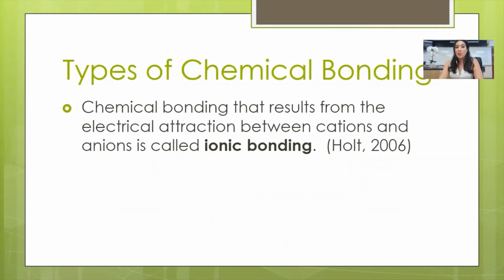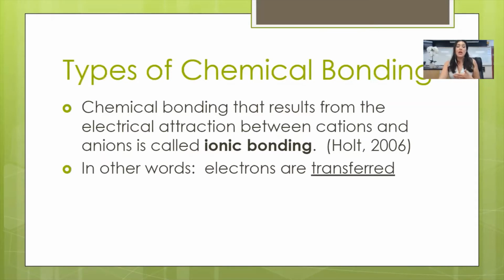The first type of bond we're going to discuss is an ionic bond. So the chemical bonding that results from the electrical attraction between cations and anions is called ionic bonding. So cations and anions are another term for the type of ions we might experience. So cations, those are positively charged ions. Those are ones where there's more protons than there are electrons. And anions are ions in which there are more electrons than there are protons.